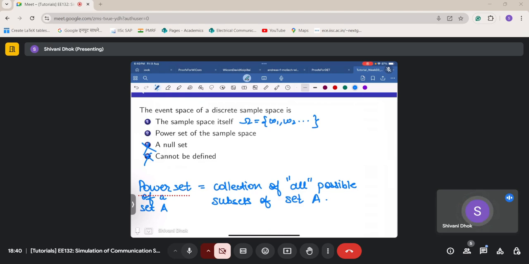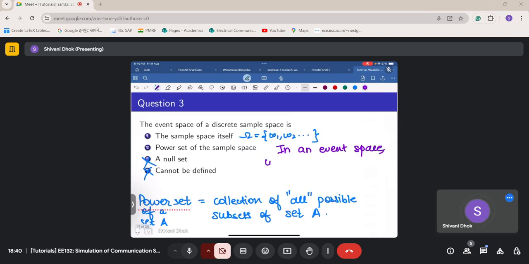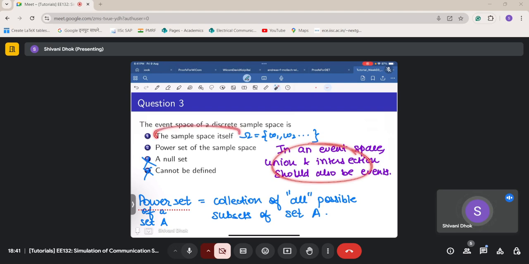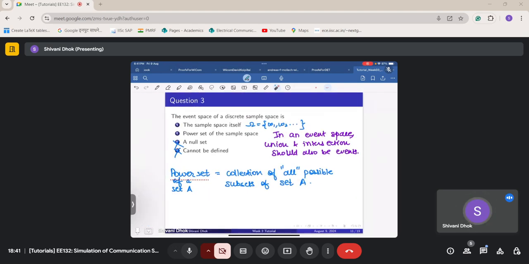Okay, so what happens is, in an event space, the union and intersection should also be an event. And this particular thing is not happening when we consider only the sample space. And therefore, this is not the correct option.